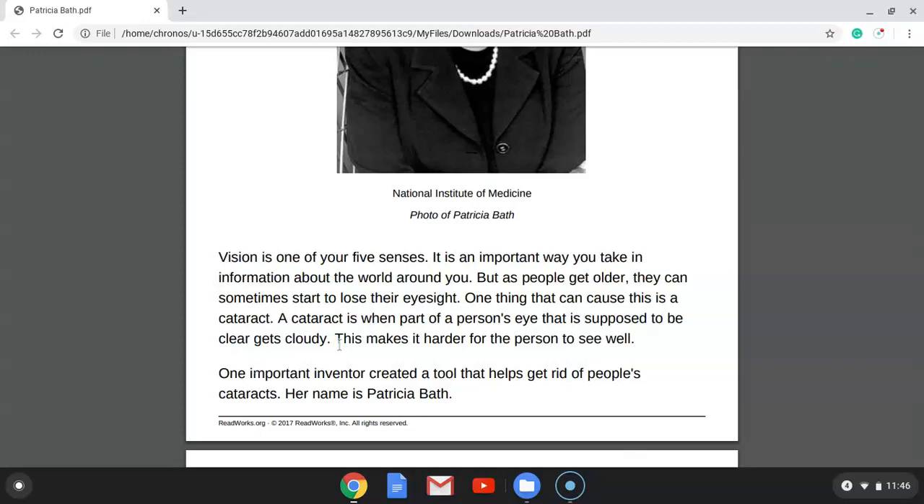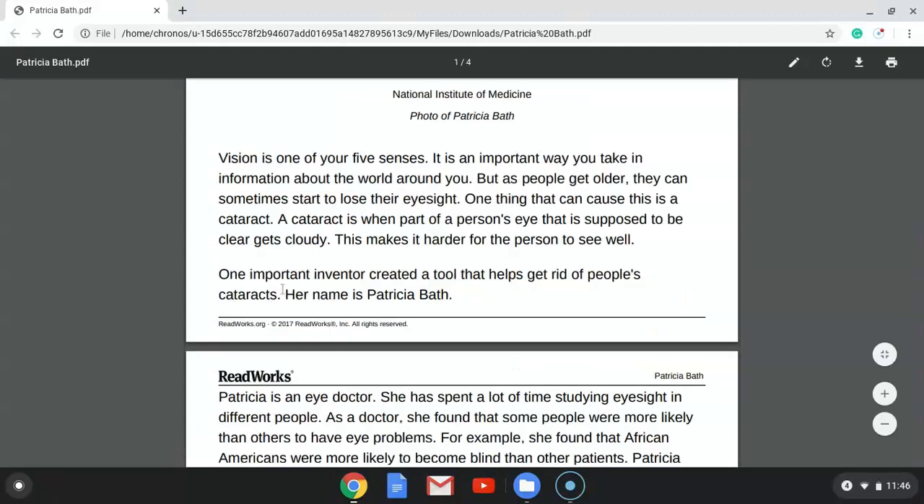Right here, we can find our supporting evidence. This makes it harder for the person to see well. One important inventor created a tool that helps get rid of people's cataracts. Her name is Patricia Bath.